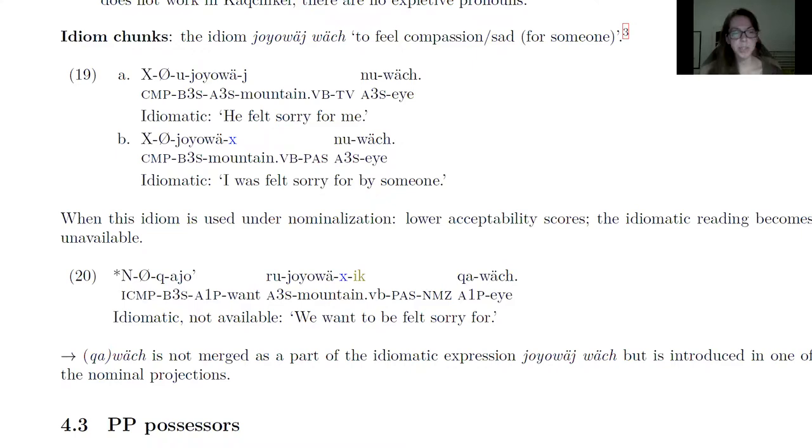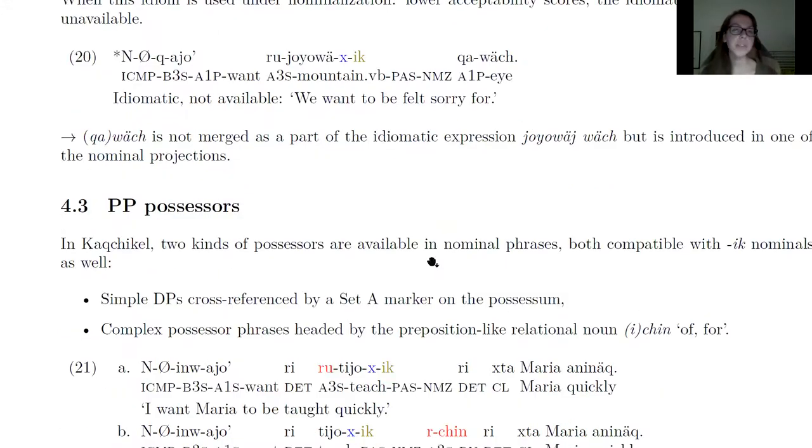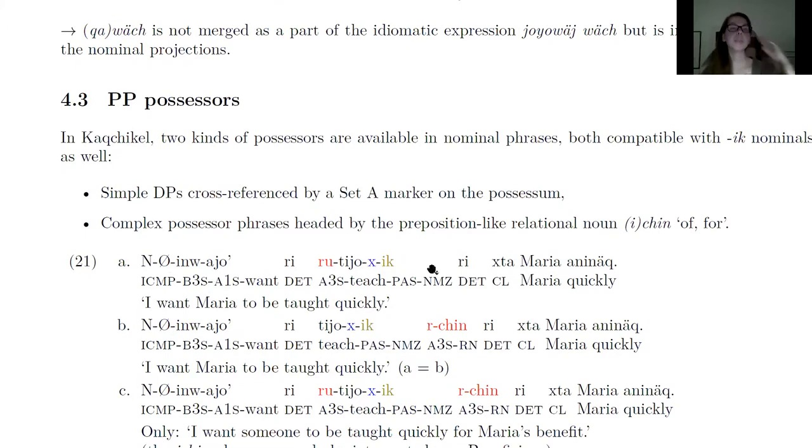and it is merged actually higher in the structure as a possessor. And the second piece of support here comes from the behavior of prepositional possessors. So in Kakchiquel, we have two kinds of possessors. So far we have seen only those possessors in nominals which are cross-referenced by this possessive marker, right? There is also the second kind of possessor, the prepositional possessor, or possessor introduced by this relational noun, chin.